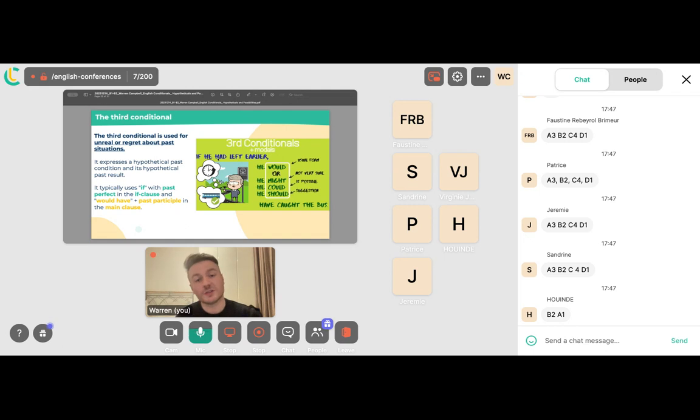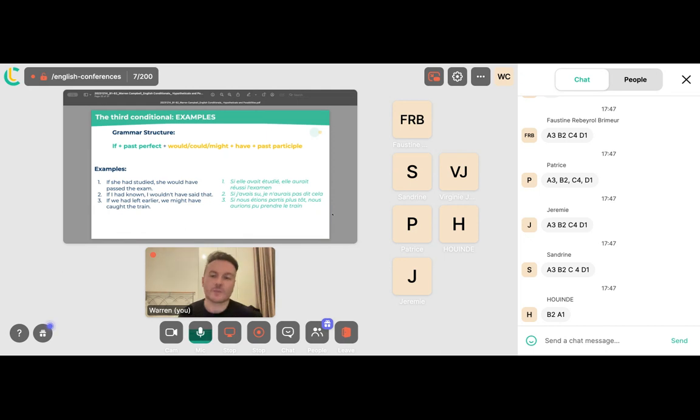And then we always use past perfect, therefore had. If he had left earlier, he, for example, would have caught the bus. Typically speaking, we use would here. You can use these other modal verbs as well, but typically we do use would, and then we also use have. The structure is here: if plus past perfect plus would, could, might, plus have plus past participle.